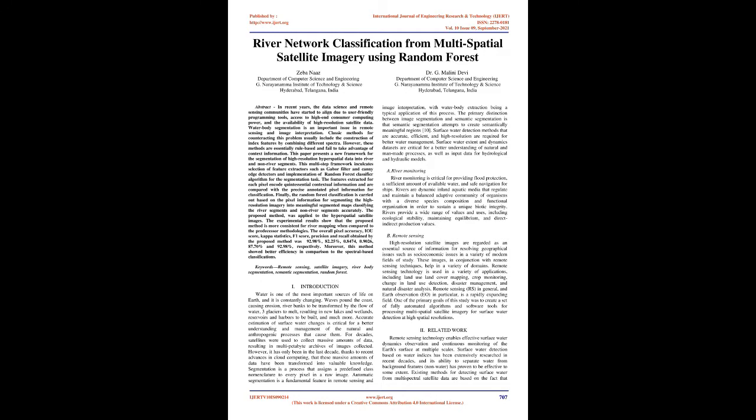The features extracted for each pixel encode quintessential contextual information and are compared with the precise annotated pixel information for classification. Finally, the random forest classification is carried out based on the pixel information for segmenting the high-resolution imagery into meaningful segmented maps, classifying the river segments and non-river segments accurately.